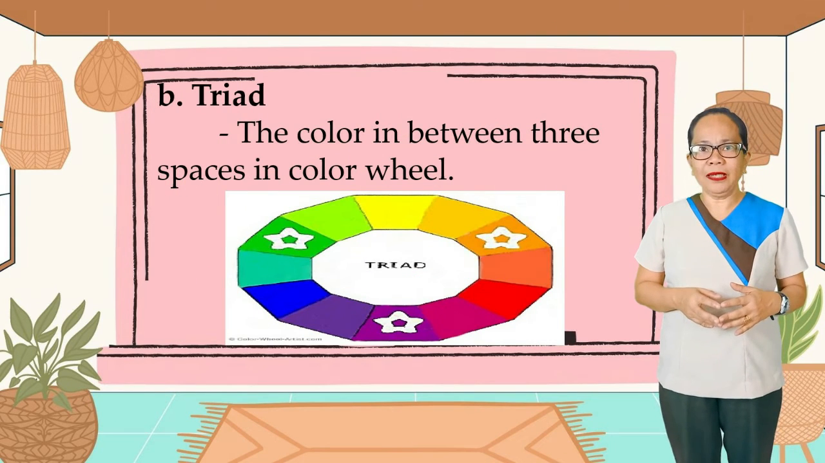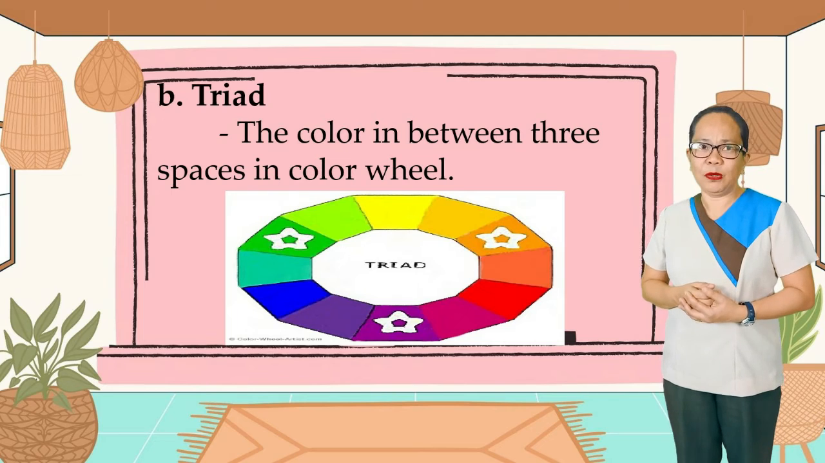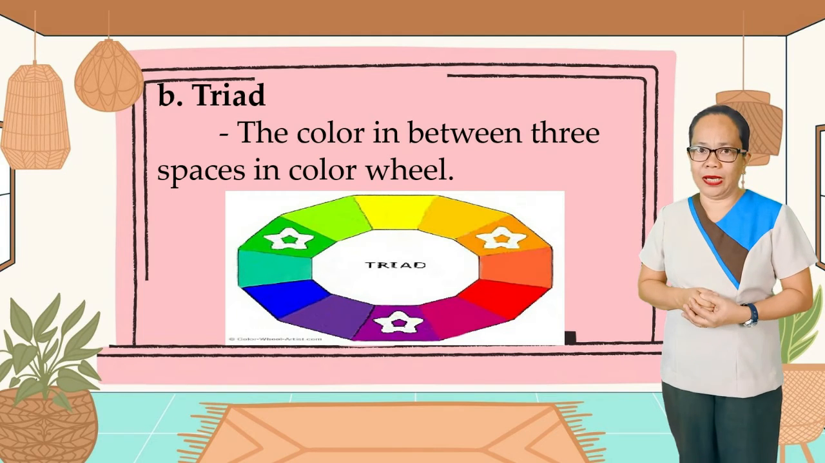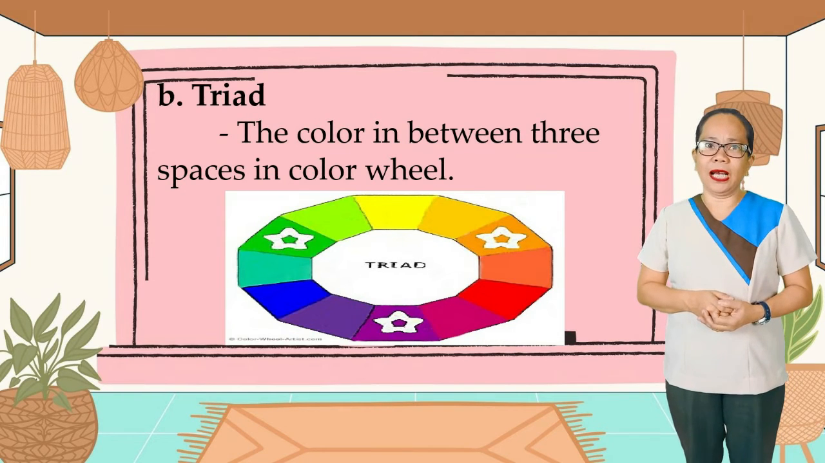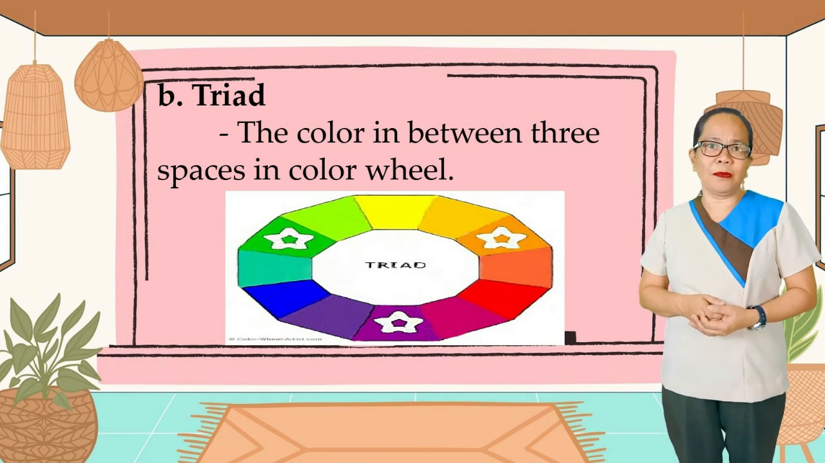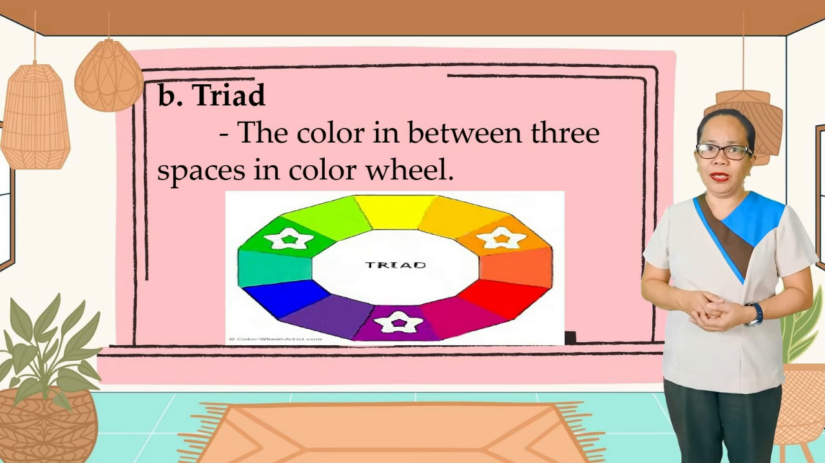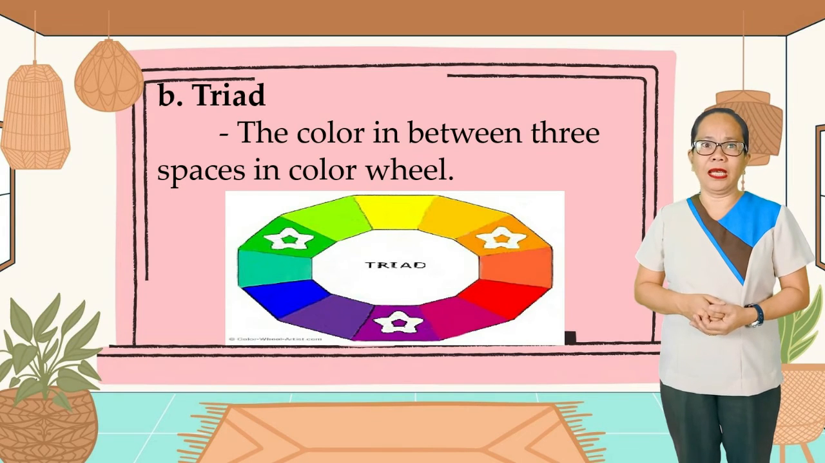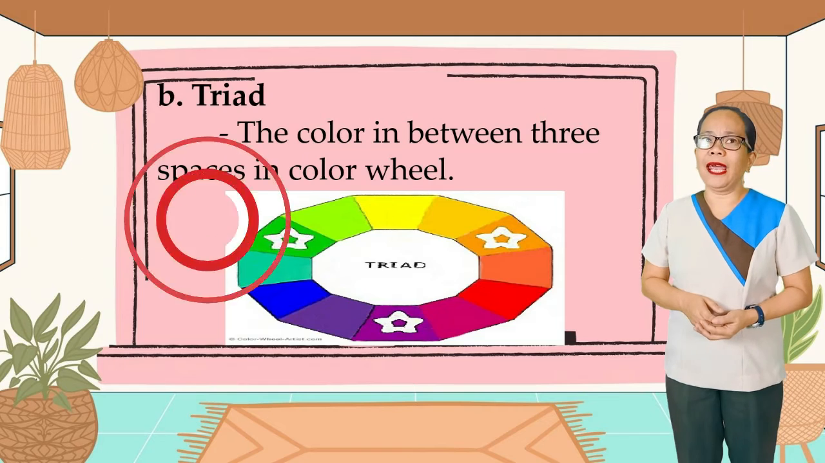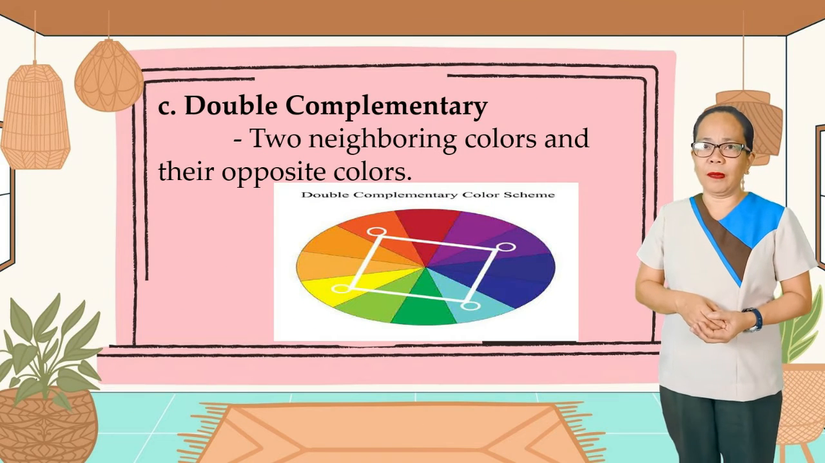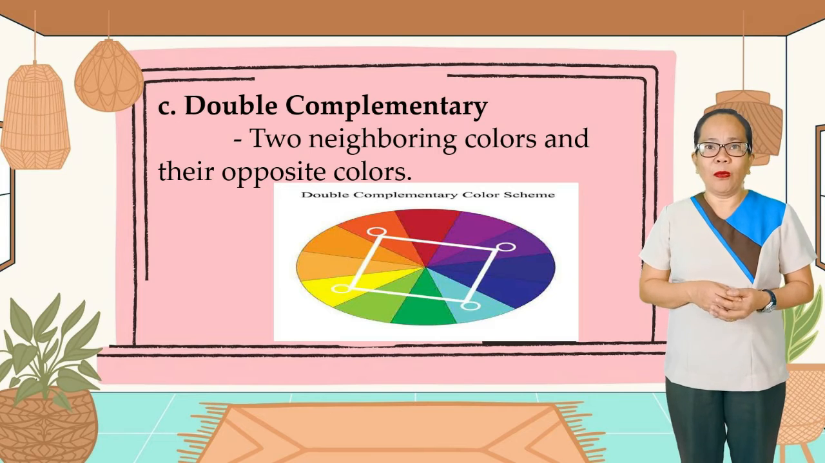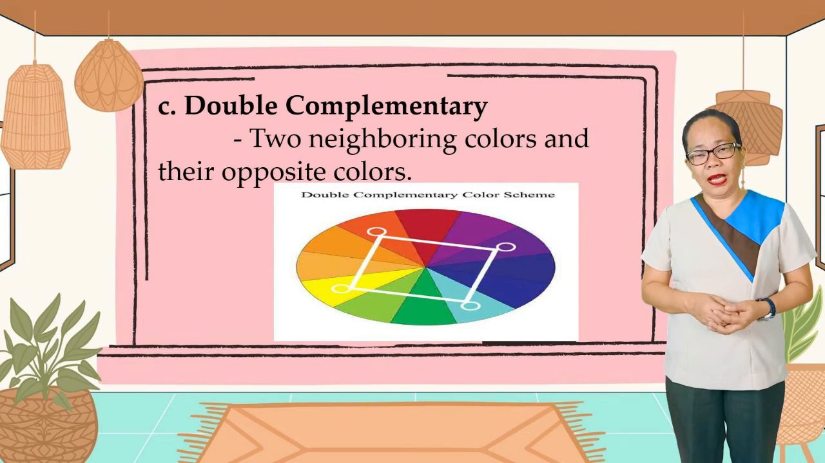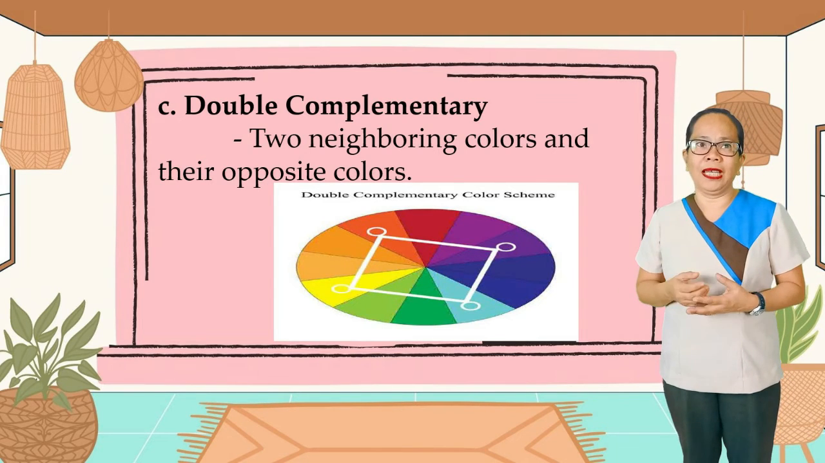Next, we have the triad, three colors in between three spaces in the color wheel. So, just like the example, you have the green and yellow, orange. So, orange ang kanyang triad. Or kung doon ka magsisimula sa kabila, orange, yellow, and green. Yellow green ang kanyang triad. Next, we have the double complementary. Two neighboring colors and their opposite. Dalawang magkatabi na kulay and then yung ka-opposite nila.